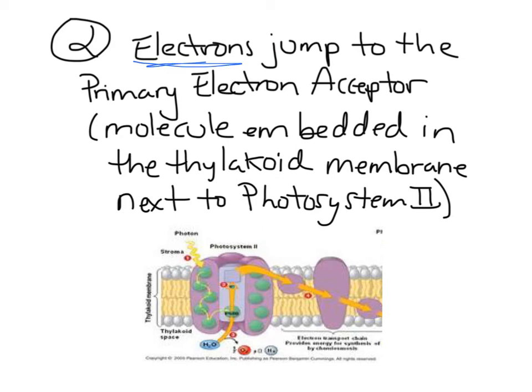The electron jumps to the primary electron acceptor, which is the molecule embedded in the thylakoid membrane next to photosystem 2. So here's photosystem 2, and this is then the first electron acceptor. Go ahead and get the right one there circled for you. Okay, so the electron's going to get excited.